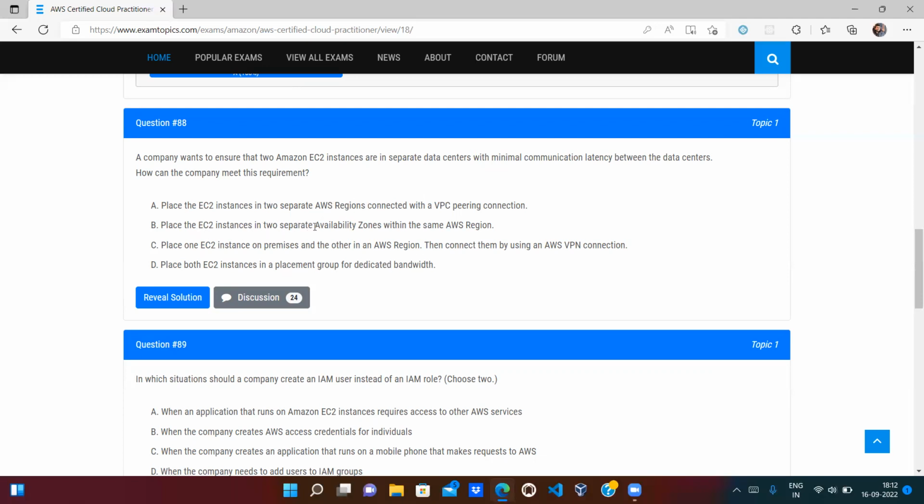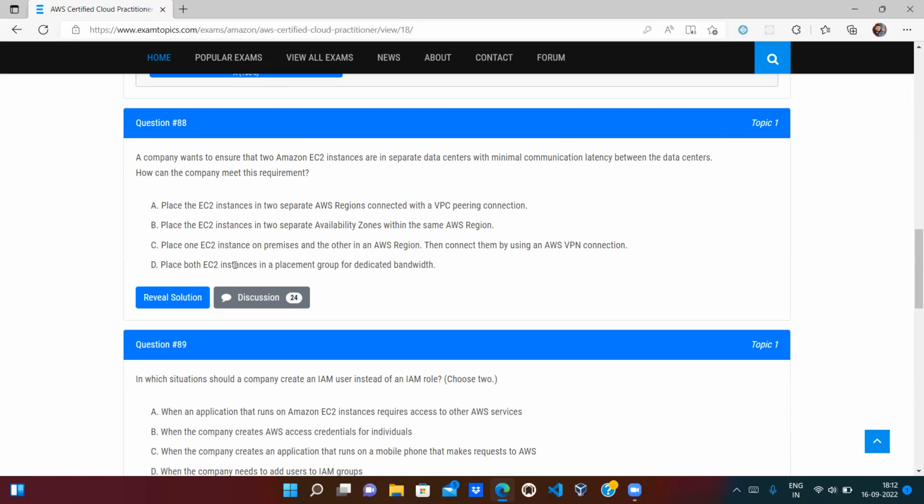Place the EC2 instances in two separate availability zones within the same AWS region. This looks okay, because two availability zones means two different data centers. That is okay. And within the same region, maybe the US region or the Europe region or the Asia region, latency will be less. So this looks okay. Place one EC2 instance on premises and the other on AWS: totally wrong.